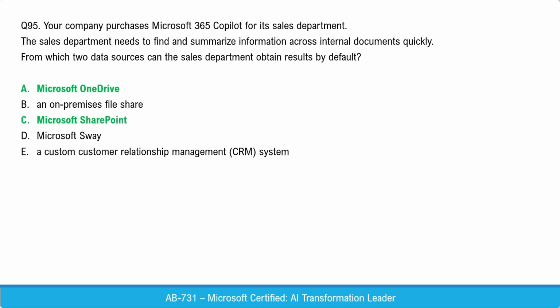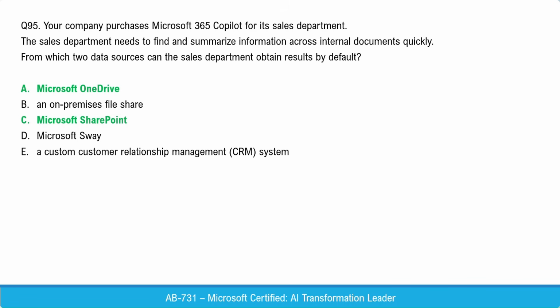Let's understand how M365 Copilot accesses data. As mentioned earlier, Copilot uses Microsoft Graph to retrieve information from core Microsoft 365 services based on user permissions. This means it can access data that users already have access to within the M365 ecosystem. Option A, Microsoft OneDrive is correct because it stores personal and work documents that Copilot can analyze and summarize. Option C, SharePoint is also correct because it contains shared organizational content such as team sites and document libraries.